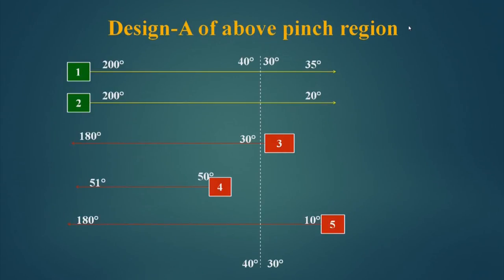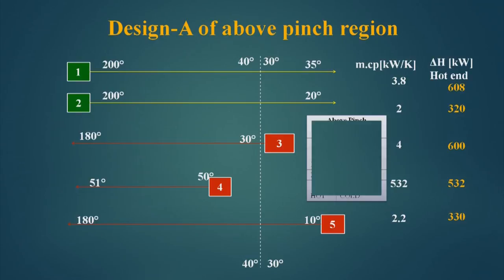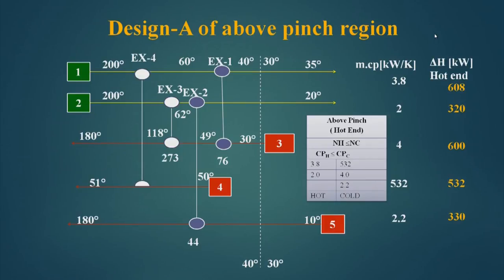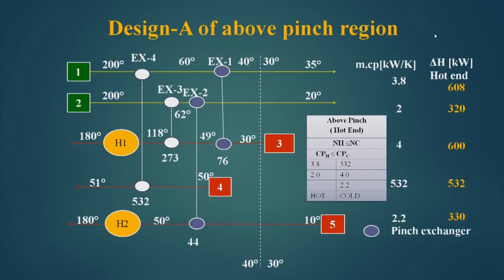Now, we say design A, we are taking above the pinch region. This is my Cp table which we will be utilizing for the design purpose, and here we are placing the heat exchangers. These two are the pinch heat exchangers, called heat exchanger number 1 and heat exchanger number 2. This is the third, heat exchanger number 3, and this is the fourth, heat exchanger number 4. And there are two heaters here.